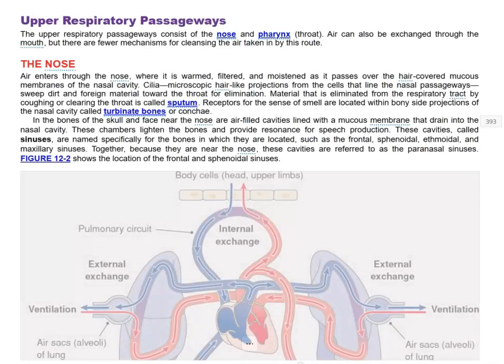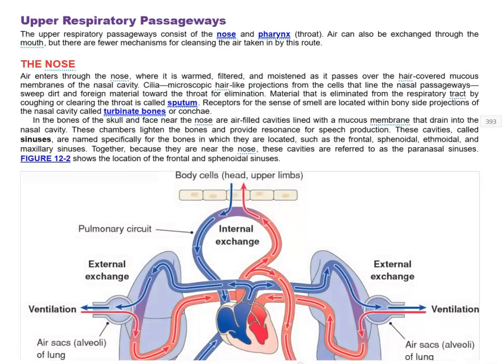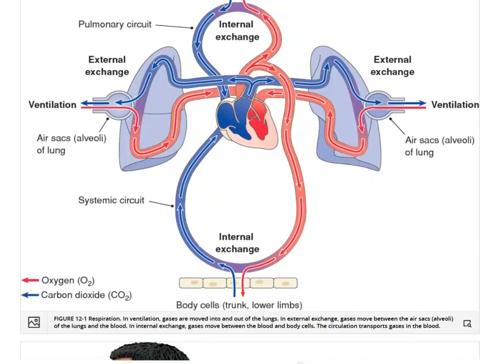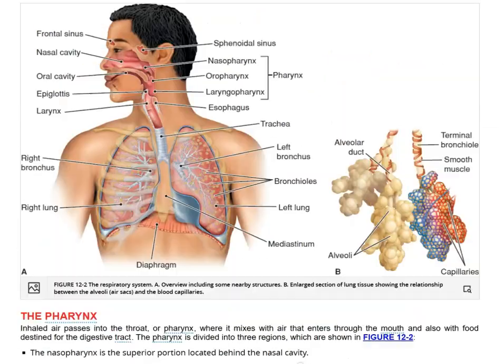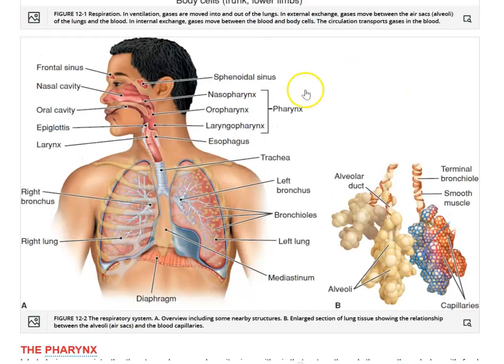Next page, upper airway passageways. I am not going to read this to you. You guys can review this. The nose, the pharynx. In this course, I'm not going to hold you to this anatomy, but maybe you should know that the naso-, oro-, laryngo-pharynx is located in the throat, in the head, right? Like it's a sinus passage, if you will.